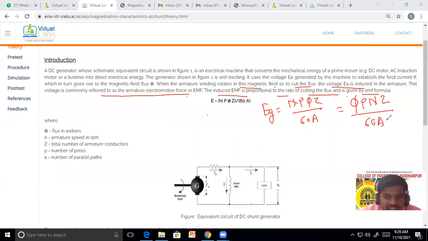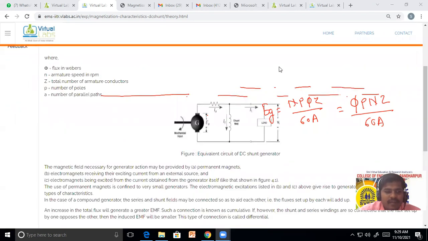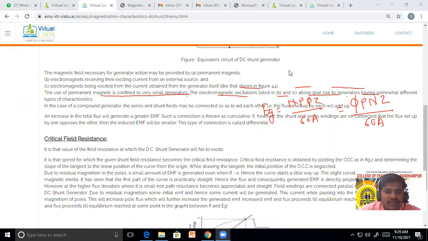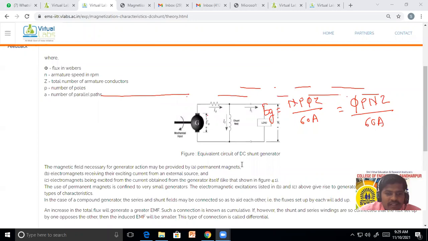Okay, where φ is nothing but flux, in Weber, N is the armature speed of the machine, Z is the total number of armature conductors, P is the number of poles of the machine, and A is the number of parallel paths, that is the number of armature parallel paths. So see, this is the diagram, that is the equivalent circuit of a DC shunt generator.